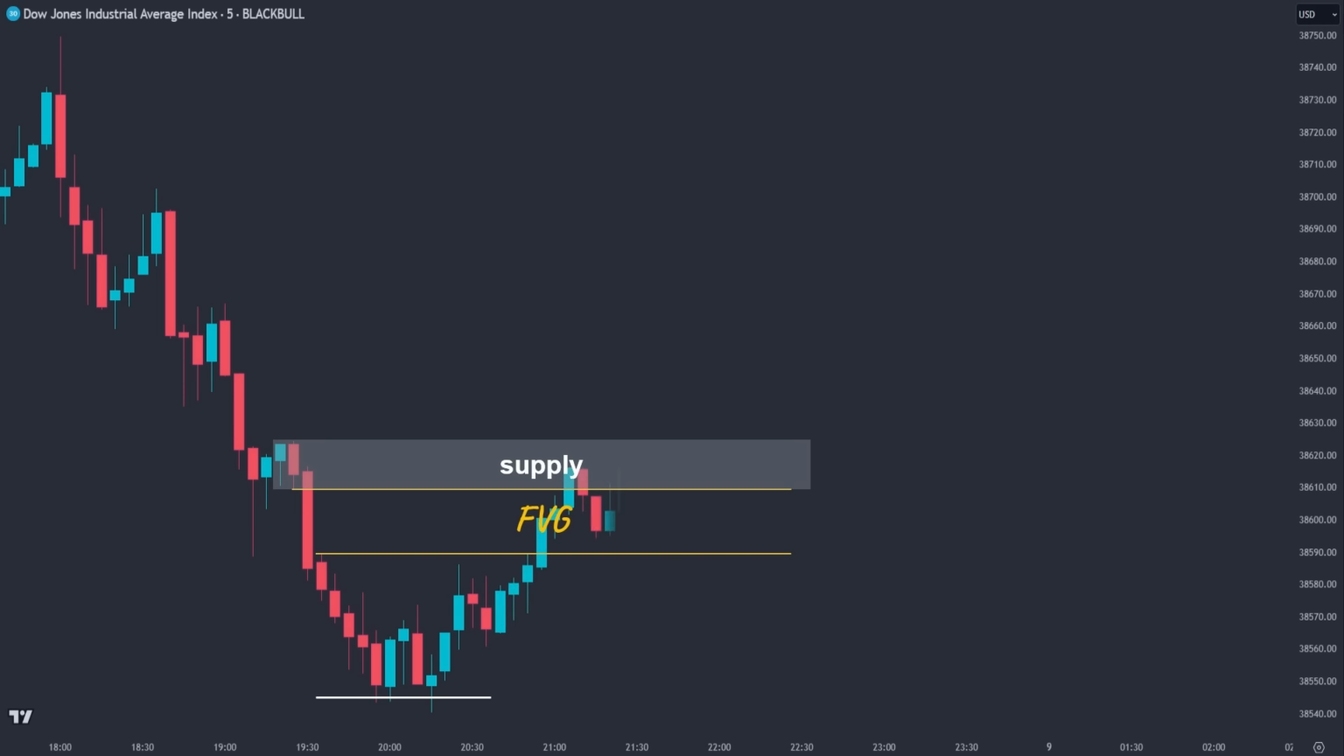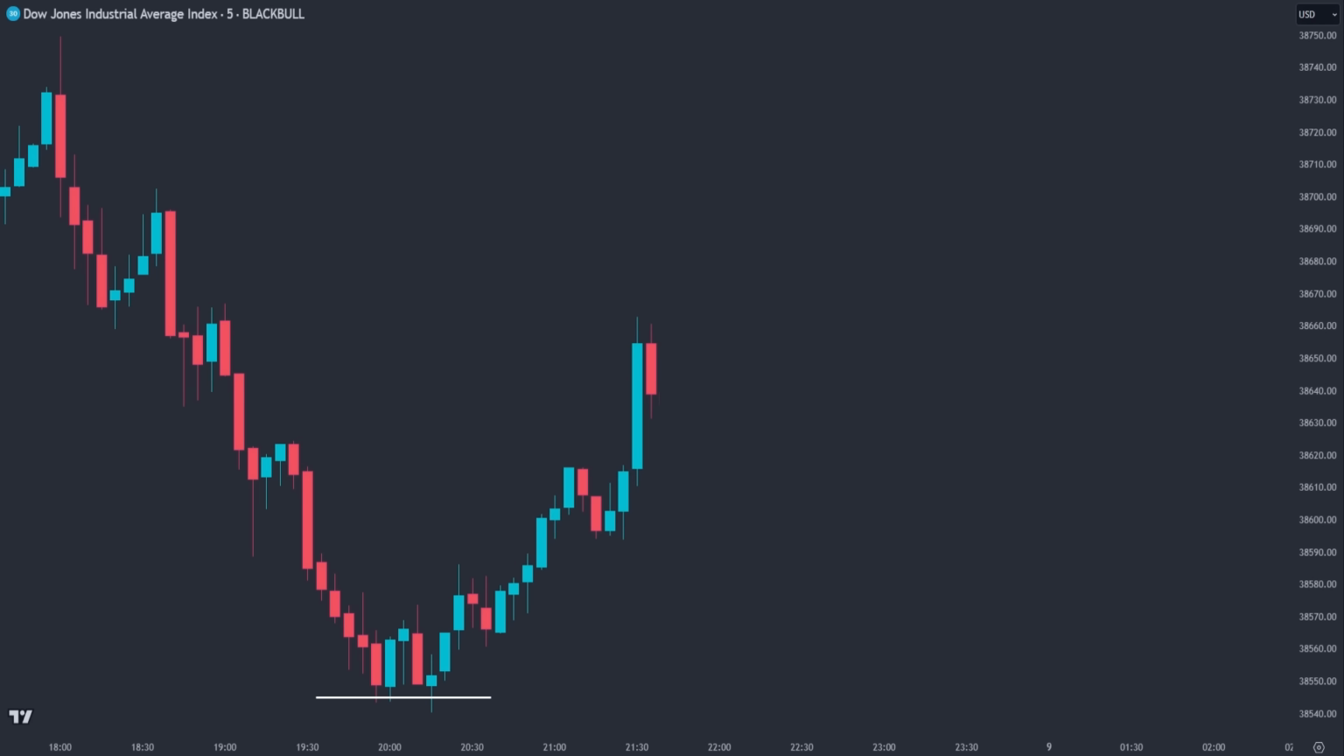Therefore, the change of character occurs when the price breaks above the supply area. At this point, we can assert that supply is no longer in control, and the market may continue to move higher in line with the higher time frame. But how do we enter the market?